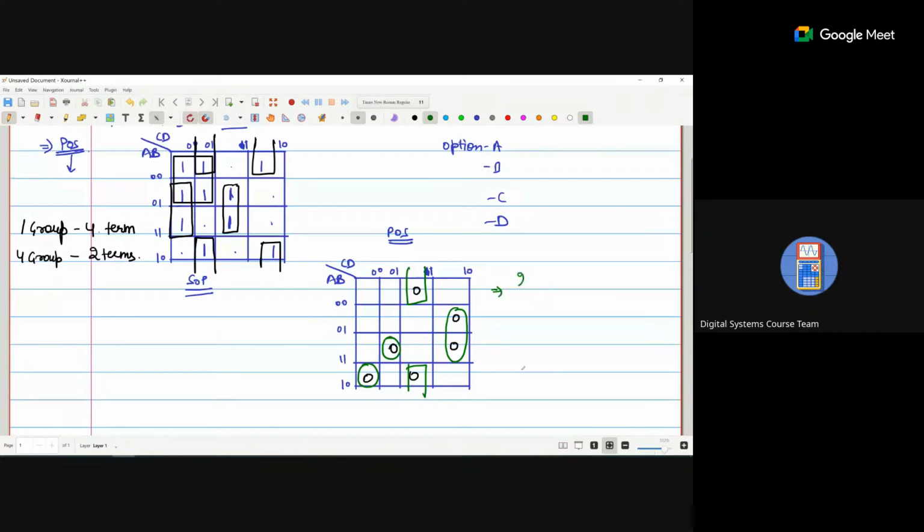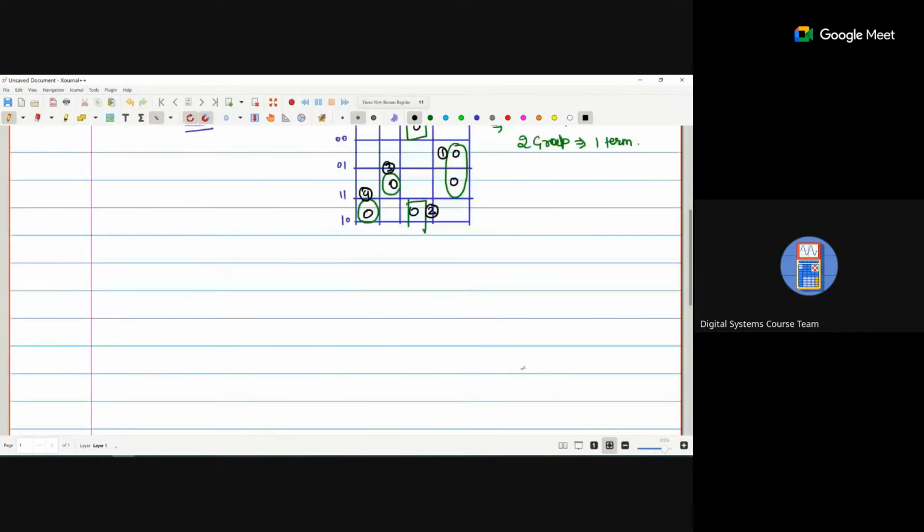So in this, there are two groups of two terms and two groups of one term. I just give numbering 1, 2, 3, and 4. Now, what is the POS term?